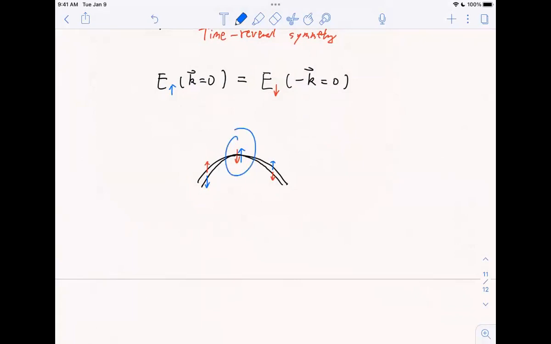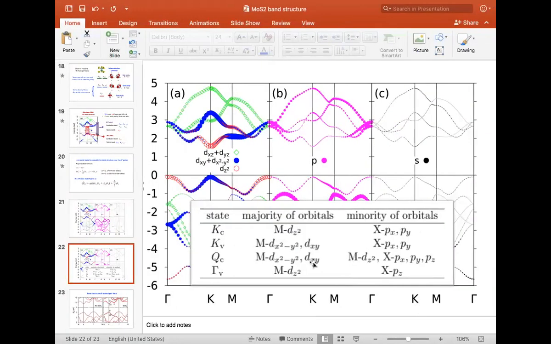So the only way you can split the gamma point is to apply a magnetic field. You use the Zeeman shift to split them. Otherwise, even if you include the spin-orbit coupling, it does not break the time reversal symmetry. So this degeneracy is robust. As long as you have the time reversal symmetry, it stays there. Okay, so we went through the K valley, Q valley, gamma valley.